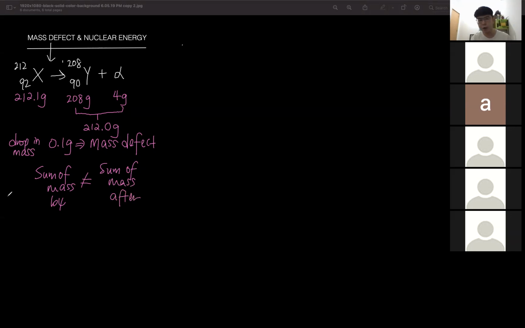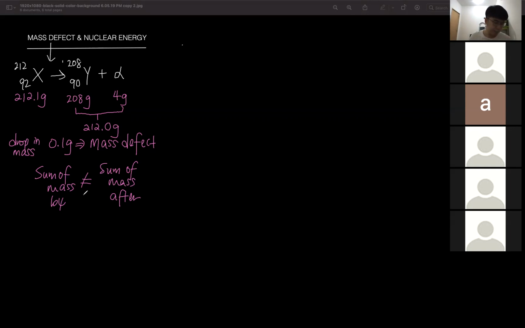Unlike a normal chemical reaction, they must obey the conservation of mass. So whatever the mass before you mix it, after that you get the same mass. They obey the conservation of mass. But for a nuclear reaction, any type of decay, we have alpha decay, beta decay, gamma decay, any type of decay, you find that there's a mass defect. So what is happening here? Where did the mass go?